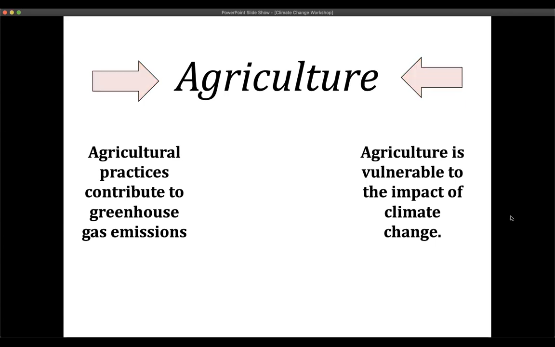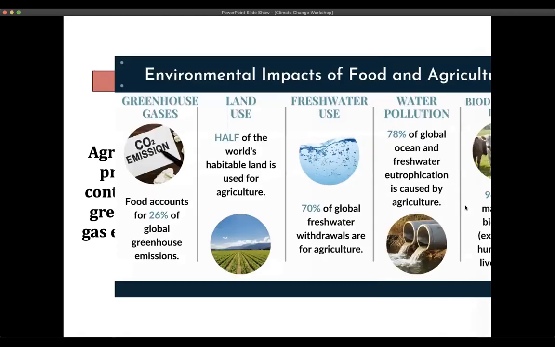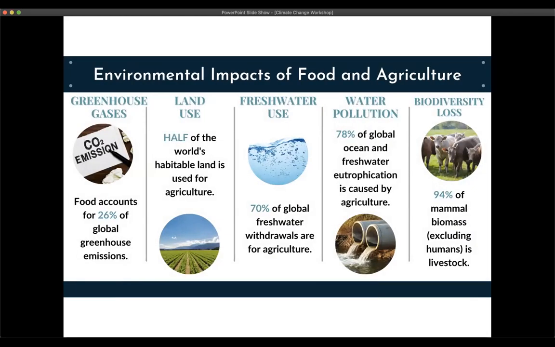Let's keep moving on a little bit here. What are the environmental impacts of food and agriculture? Like I said, to be agriculturally literate, it's important to understand that food and agriculture does contribute to climate change and to the impacts in our environment.